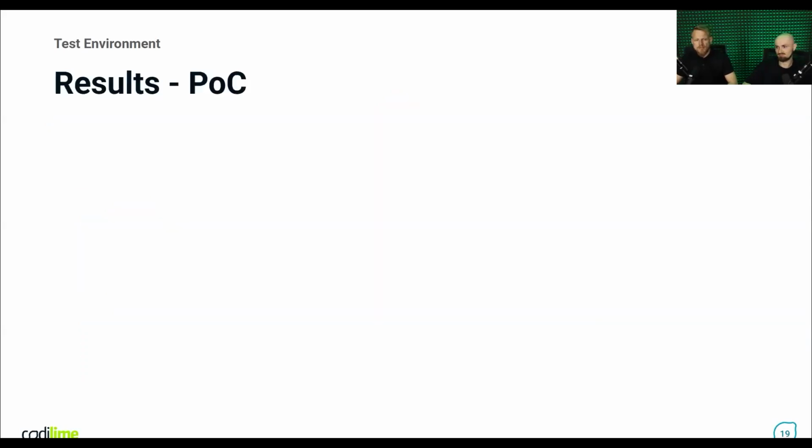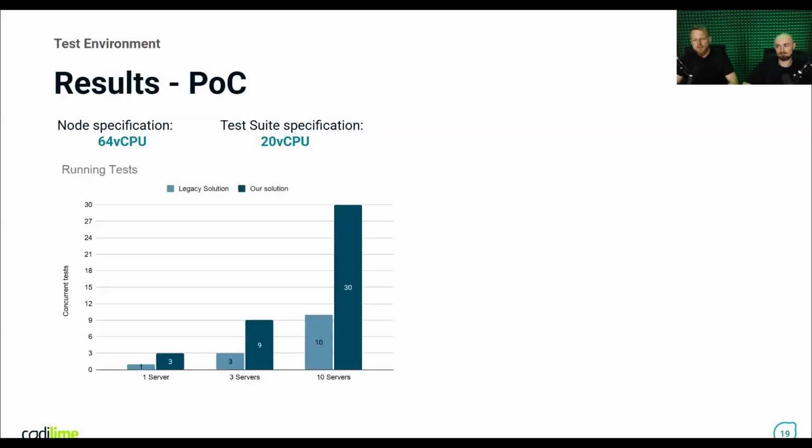Okay, so here are the results from our proof of concept. We run tests on nodes with 64 vCPUs, where each test suite needs 20 vCPUs. First, let's look at concurrency on the left. With the legacy solution, we can run only one test per node at a time. With the new approach, we can run many more.